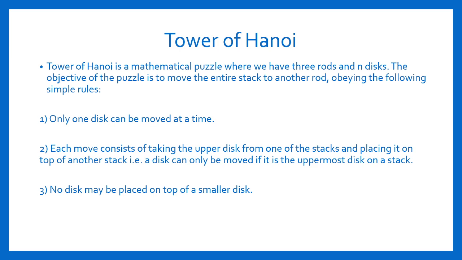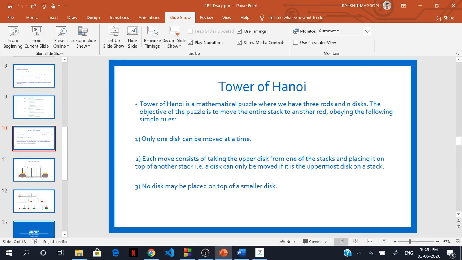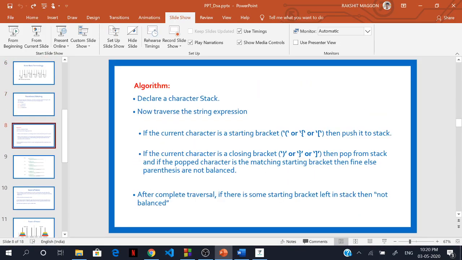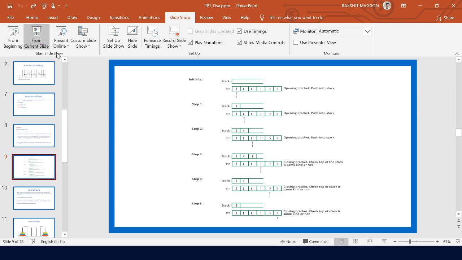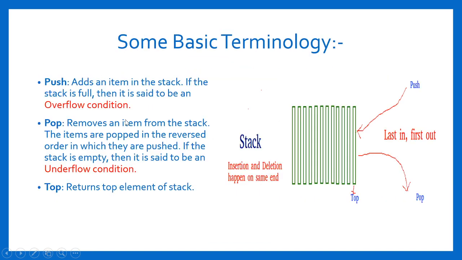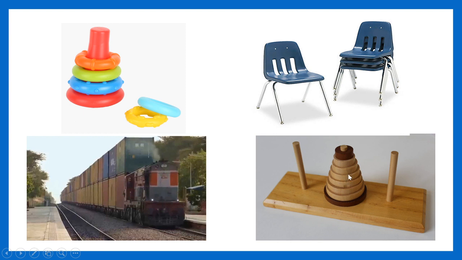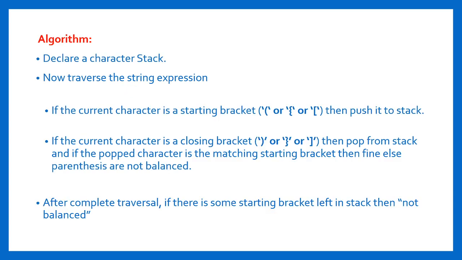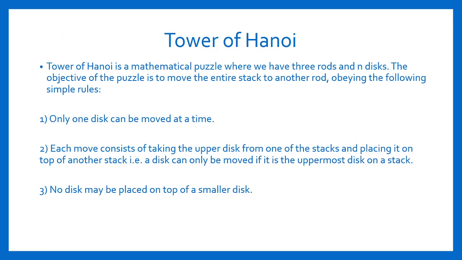So now comes Tower of Hanoi. I showed you the picture. This is the picture which I am talking about, the right bottom picture, Tower of Hanoi. And let's discuss what Tower of Hanoi is. So Tower of Hanoi is a mathematical puzzle which consists of rods and discs. There are only three rods, and n number of discs.